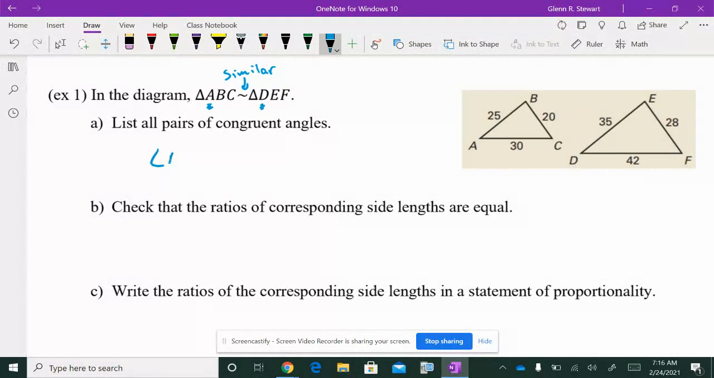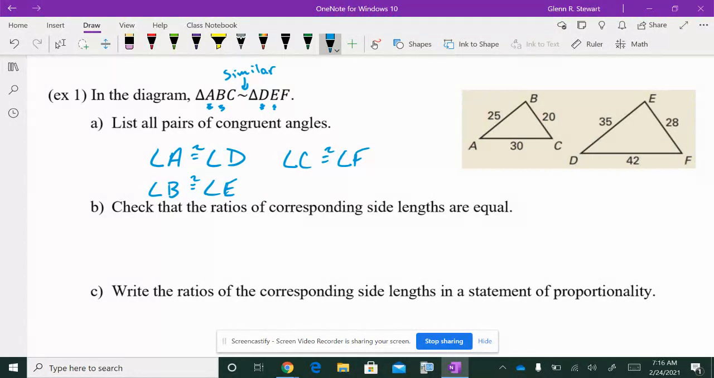In this case, angle A is going to be congruent with angle D. Angle B is going to be congruent with angle E. And angle C then is congruent with angle F. Remember, the angles are congruent in these corresponding triangles. However, it's the sides that are the proportions.